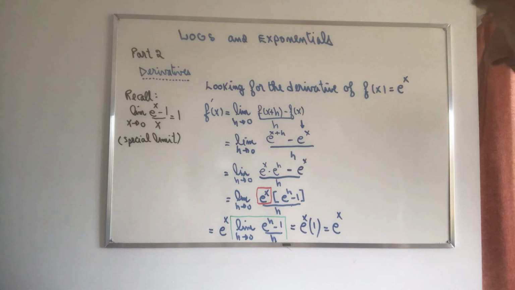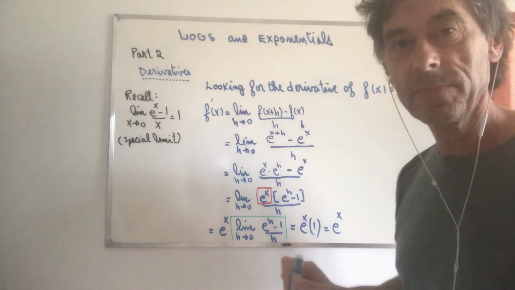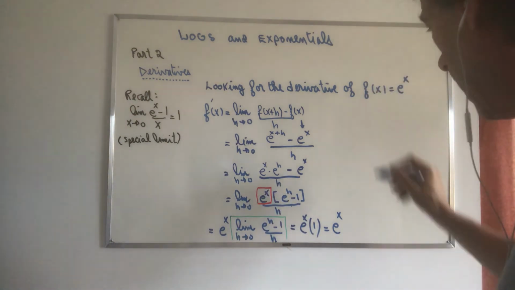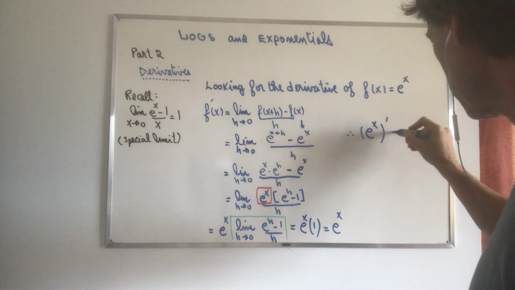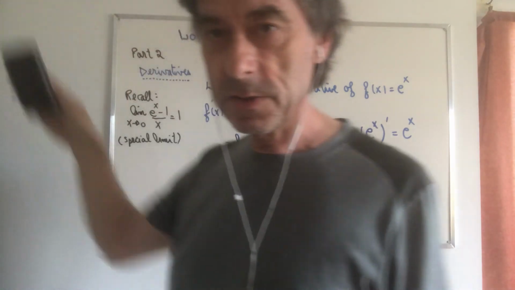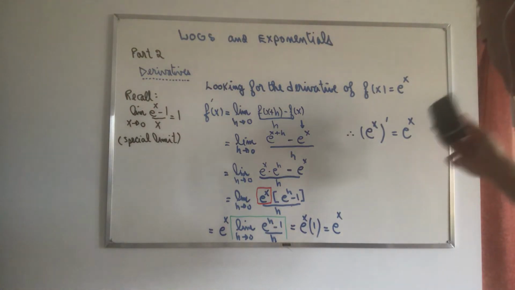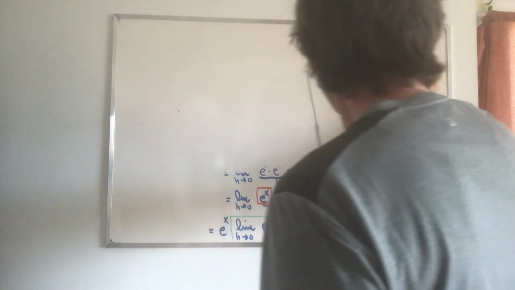And at the end of the day, what have we done? We found that the derivative of the function e to the x is e to the x itself. Ha! The derivative of e to the x is itself. It is clearly the only function in calculus that has this property. Let me show you on an example what we can do with this. So, petit exemple, exemple 1.